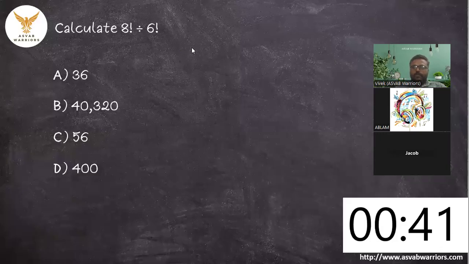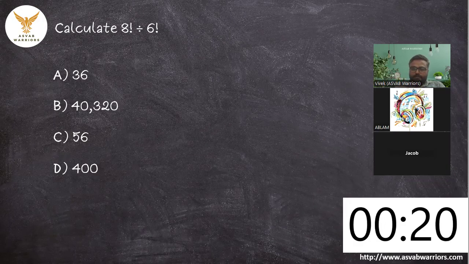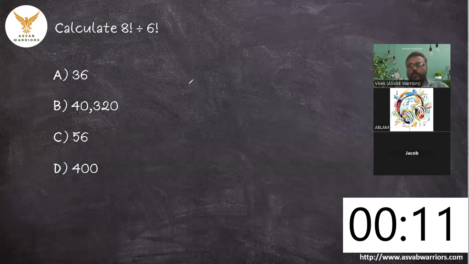Okay, Ablam got 56. So can you please tell me how did you solve it, Ablam? Ablam, how did you solve it, buddy? Did you multiply all the numbers together and then divide it by the number? What did you do? Can you hear me, Ablam? Using calculator. I'm not using calculator. No, I know that you're not using calculator. How did you do it? The process.